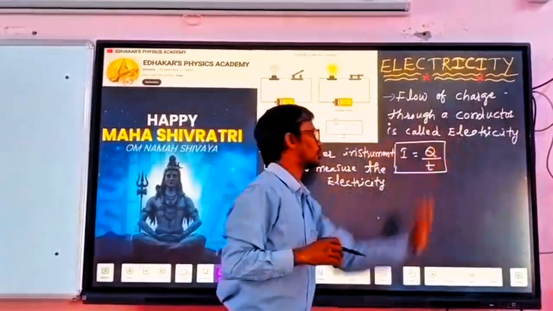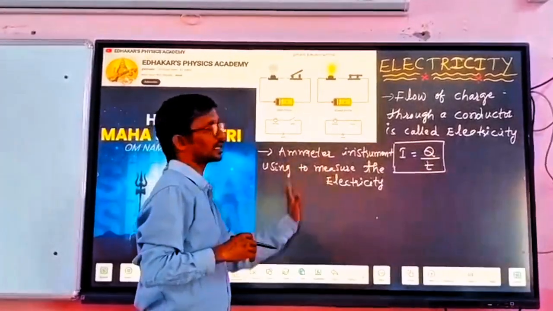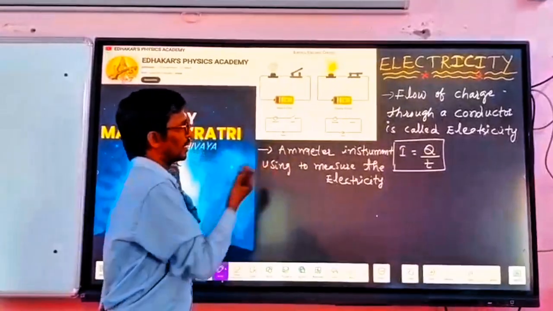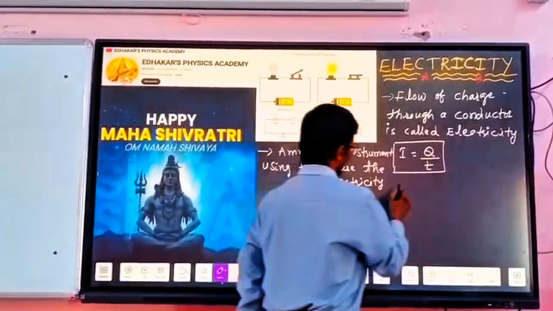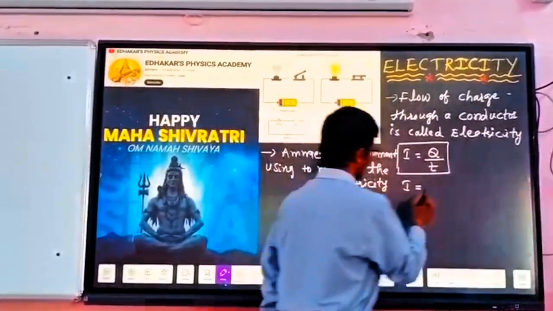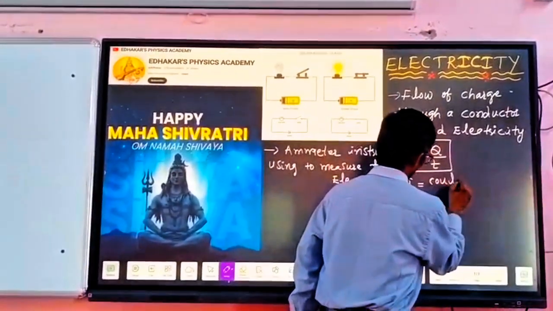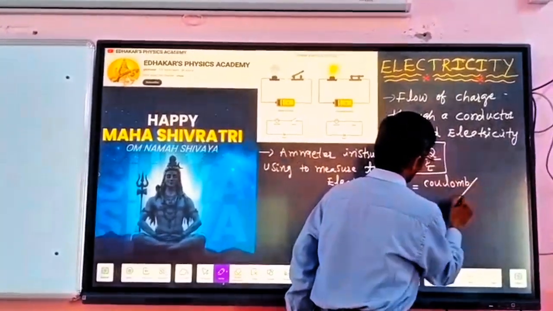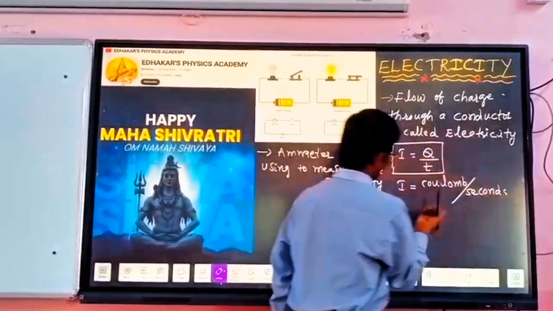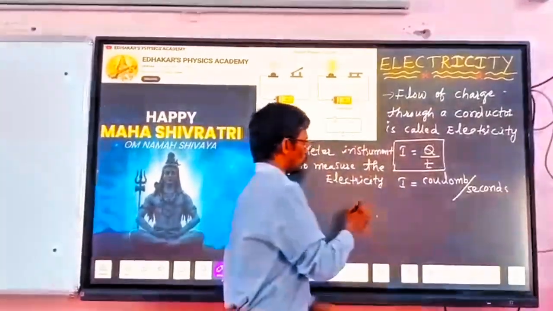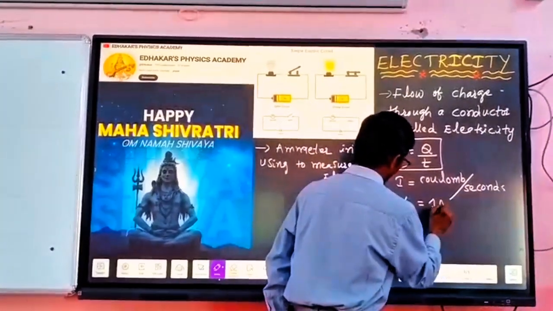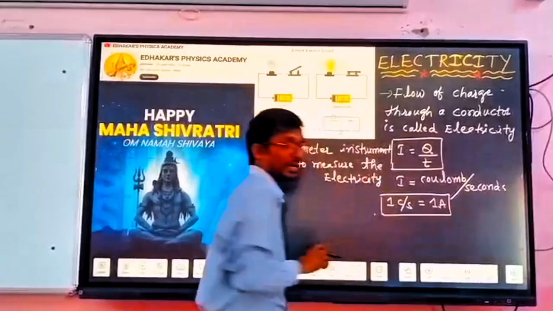So the current formula is I is equal to Q by T, and we measure the current in a circuit with the help of the ammeter. What is the unit of current? According to the formula, the SI unit of charge is coulombs and the unit of time is seconds. So 1 coulomb by 1 second is equal to 1 ampere.